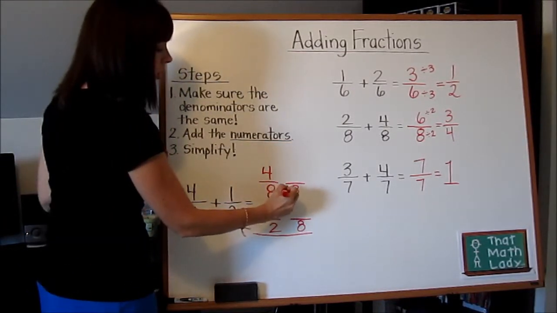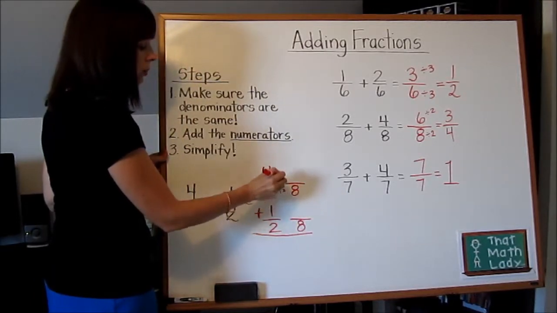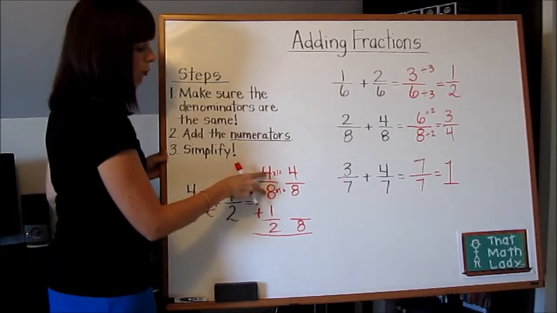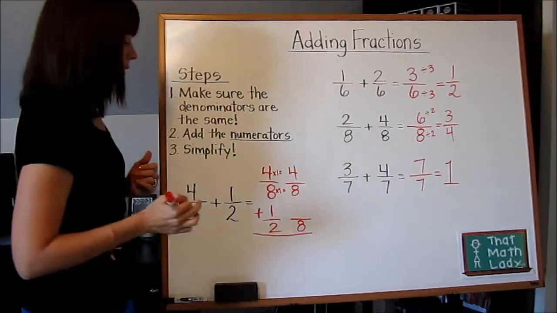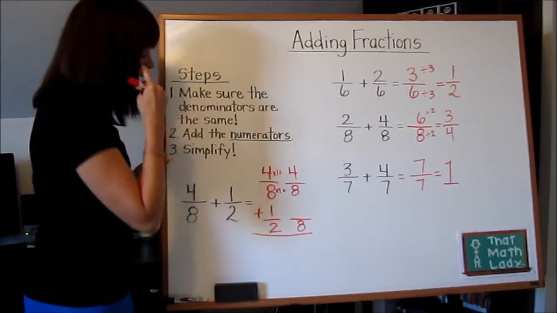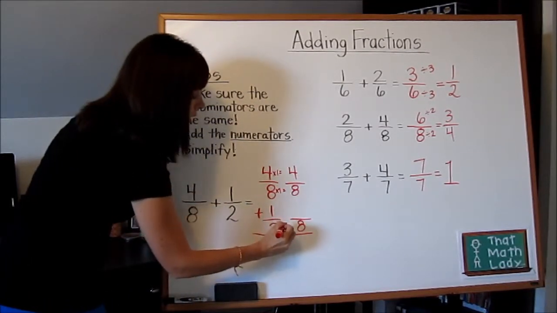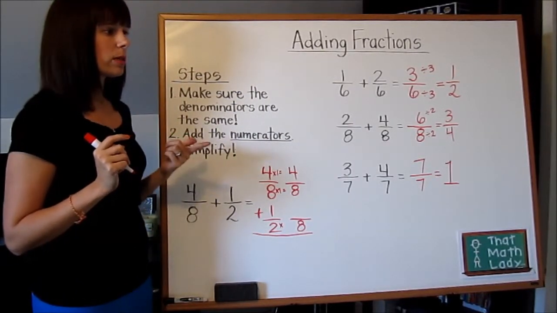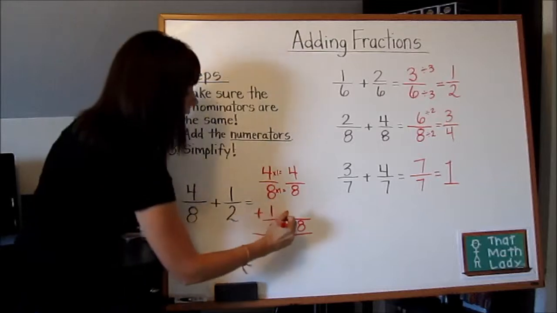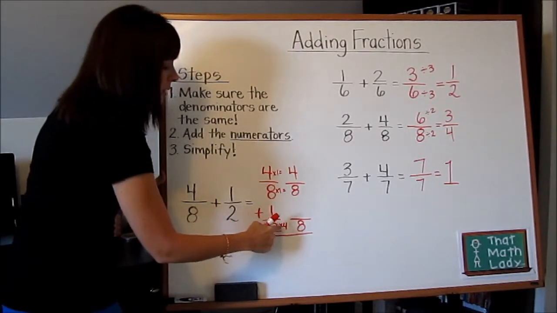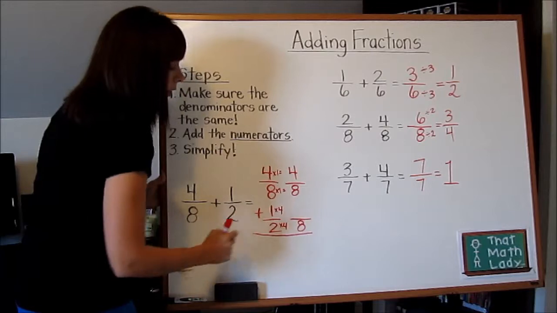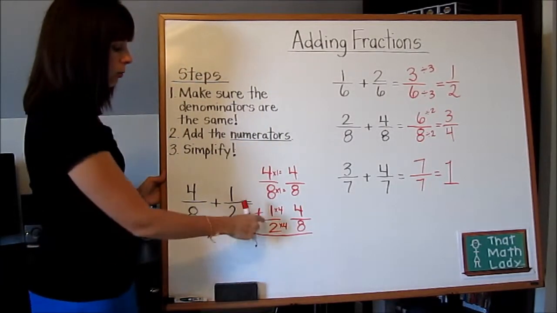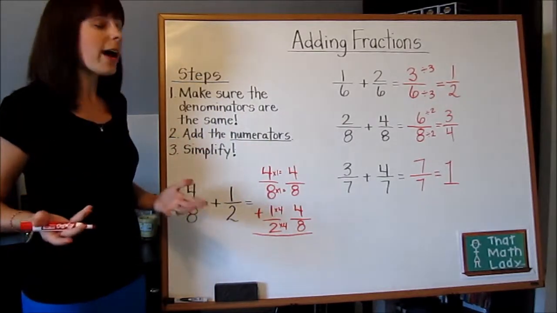Well, 8 times 1 is 8. So whatever I do to the bottom, I'm going to do to the top. So 4 times 1 equals 4. So that stays the same, 4/8, 4/8. Those are equivalent fractions. Now to make an equivalent fraction down here, I need to do 2 times what equals 8? Let's see, 2 times 2 is 4, 2 times 3 is 6, 2 times 4 is 8. So if I did times 4 down here, I'm going to do times 4 up here, and 1 times 4 equals 4. Well, what do you know? 1/2 and 4/8 are equivalent fractions.